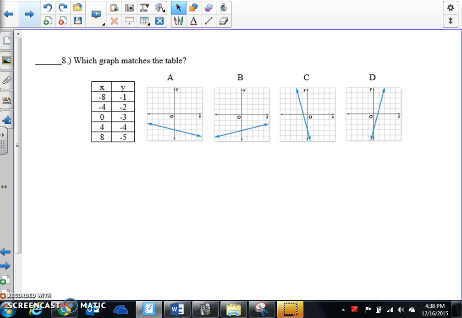Which graph matches the table? So I take these points. This is negative 8, negative 1. Negative 8, 1, 2, 3, 4, 5, 6, doesn't go on the graph. So I'm just going to skip that one for a second.